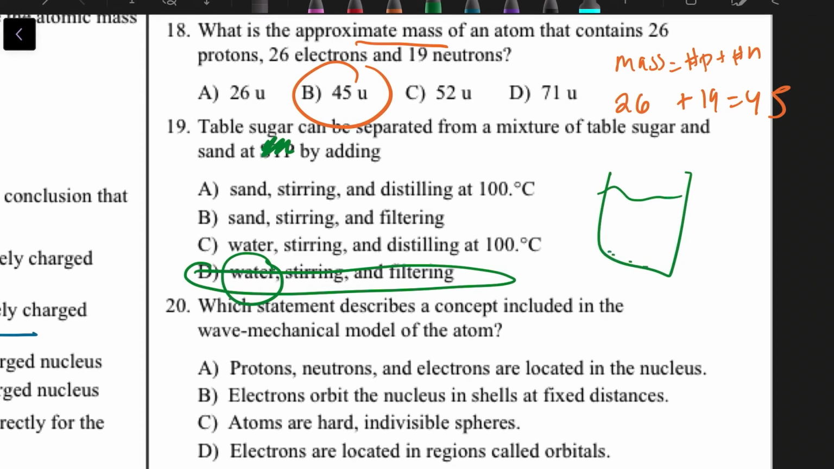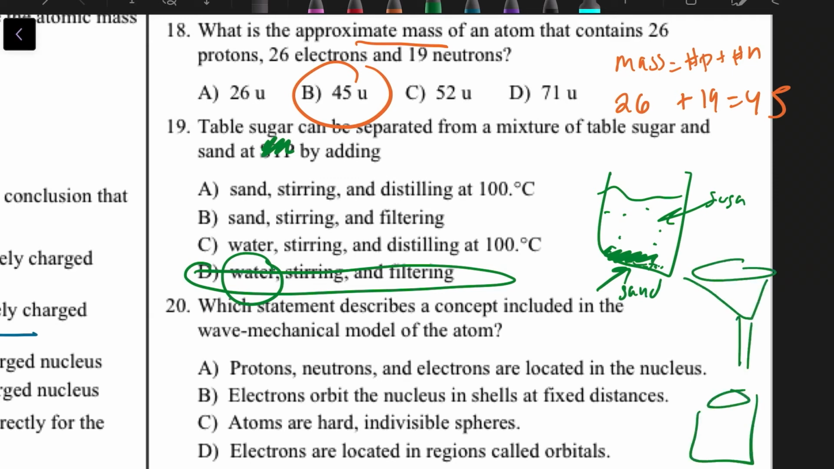So you have your sand and sugar, you can't tell the difference. When you add that water, the sugar dissolves everywhere and your sand stays on the bottom. Now if you were to pour that through a filter, your sand gets stuck because it's too big to pass through the filter paper, and what comes through is your sugar water. You can then evaporate your water to get your sugar back, but that is how that works.